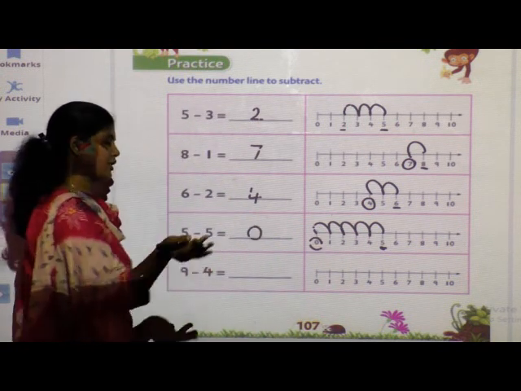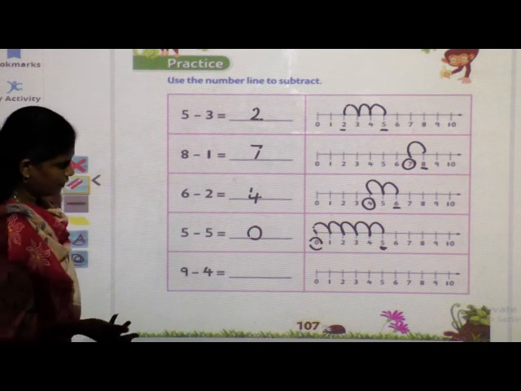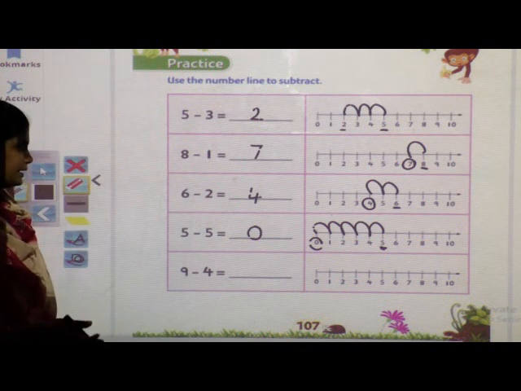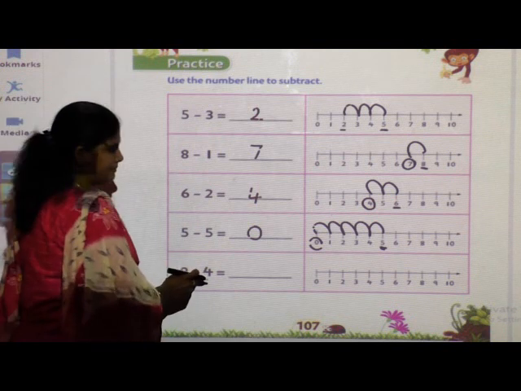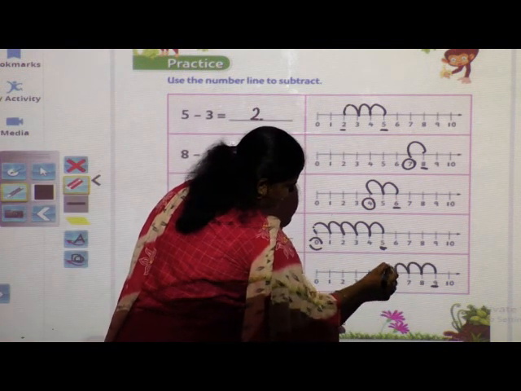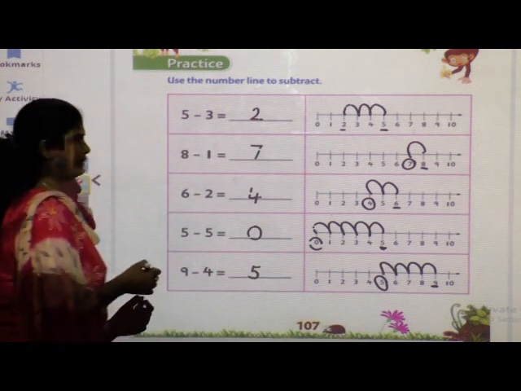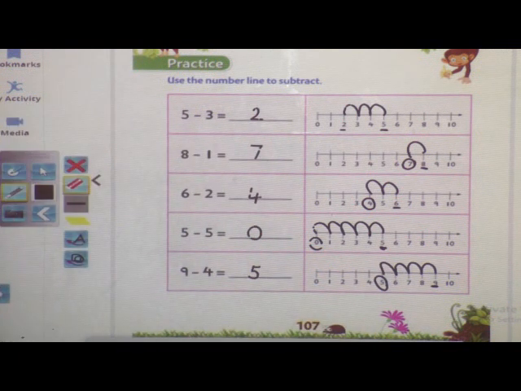If you have 5 chocolates and you give all 5 chocolates to your friend, then what will be with you? Nothing. 0. 9 minus 4. See, 9. 1, 2, 3, 4. The answer is 5. So here we will write 5. I will wait for a minute just to complete it.